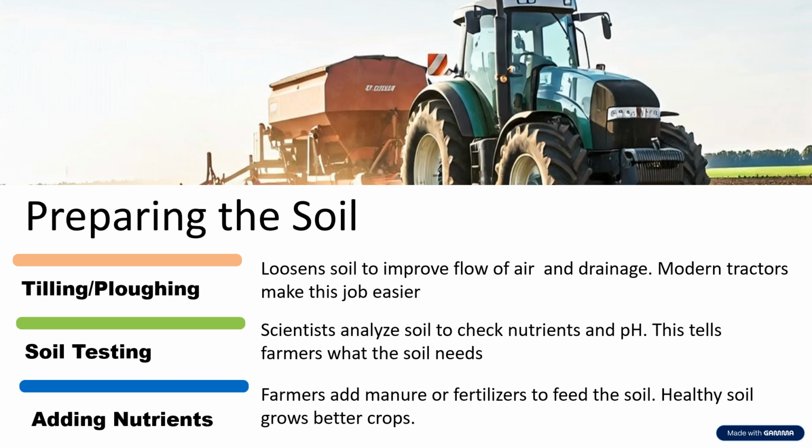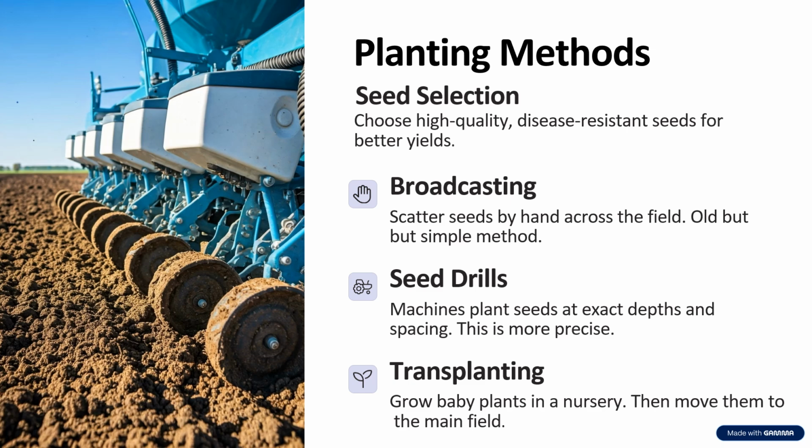The next step involves the planting method. In planting methods, they will be selecting the seeds, which seeds they will be sowing. They require high quality and disease resistant seeds for better yields, and the methods involved are broadcasting, seed drills, and transplanting. In broadcasting, they scatter seeds just by hand across the field. It is an old but simpler method.